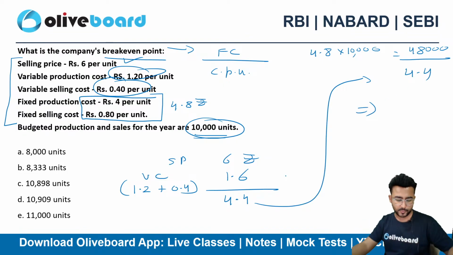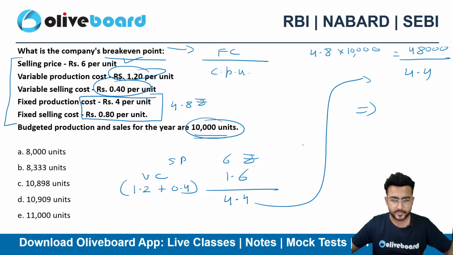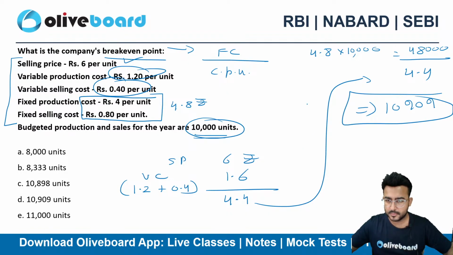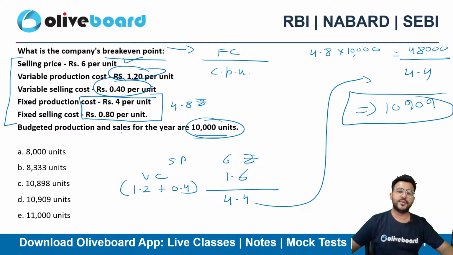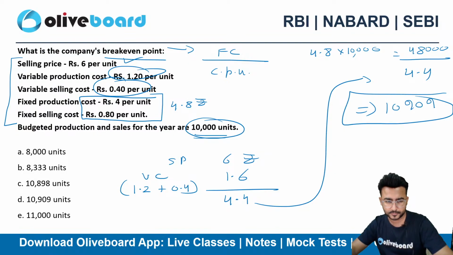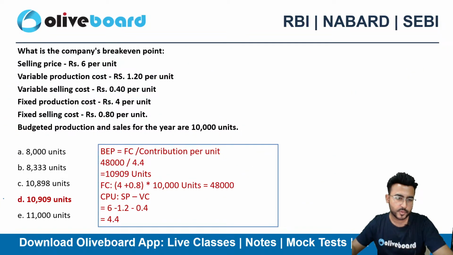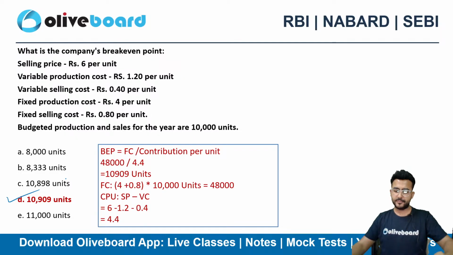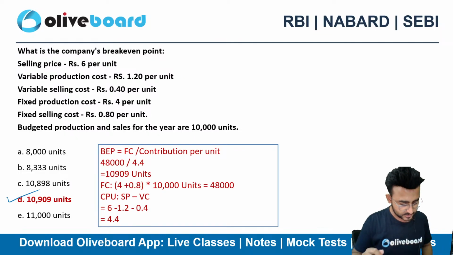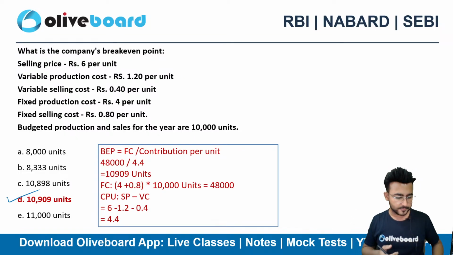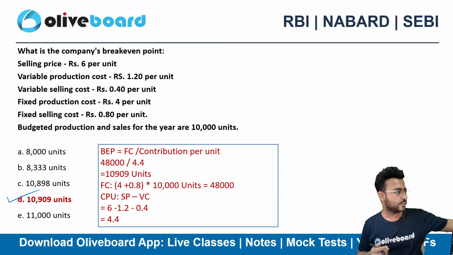48,000 divided by 4.4. The answer here will be 10,909 units. Option D. Option D here will be the correct choice. This is also a higher level question.